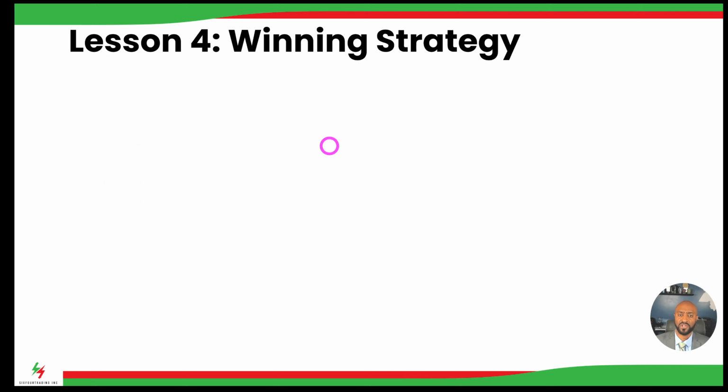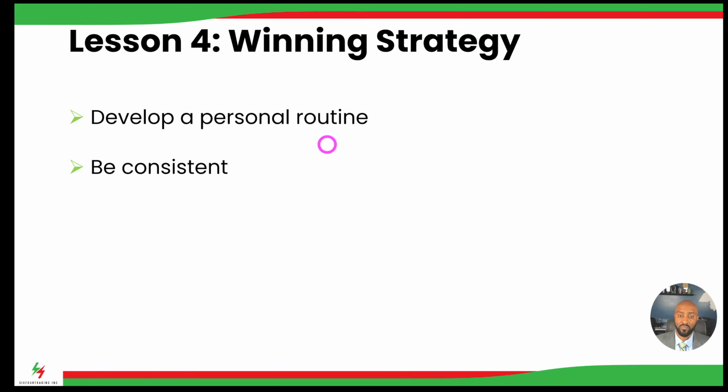What are some winning strategies? First one, develop a personal routine. This is outside of trading, right? If you don't have good habits, like you get up in the morning and you may take a shower, brush your teeth, right? There's a routine there. You may meditate, you may go for a run. There should be a routine in your life that you can follow. But you need to be consistent with it. So all of these things play a role in your trading.